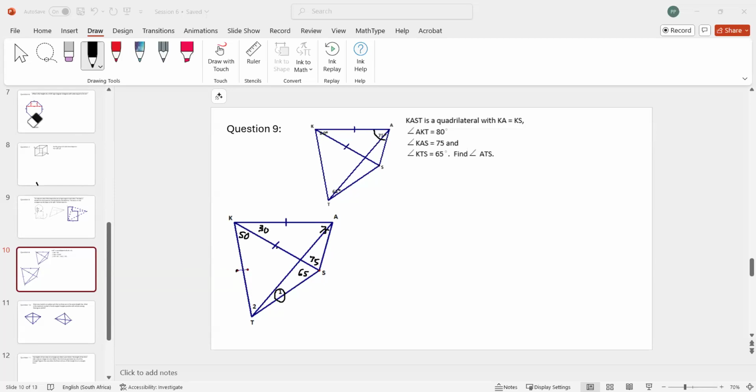let's just do that. This is 80. These two angles are equal, and they add up to 100. So each one must be 50. The whole angle is 65. So this one here is 15.